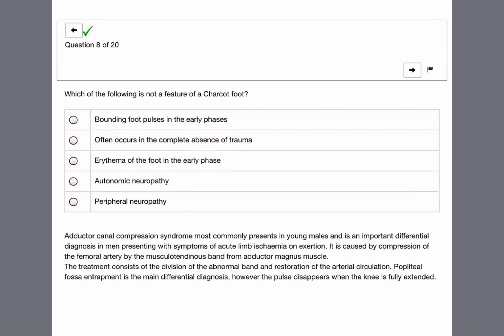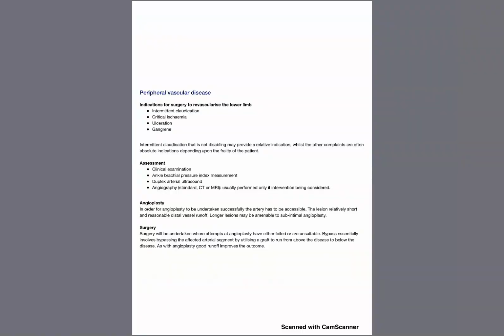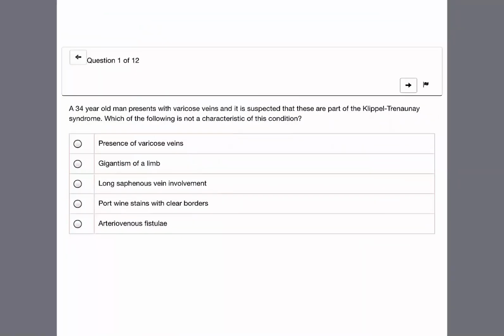Okay, exactly. This is the only question you will have about Charcot foot, that it should be a minor trauma, or at least minor trauma, to have a diagnosis of, or a feature of, Charcot foot. Okay, you have no other question about Charcot foot, by the way. Till now, till January 2020, no other question about Charcot.